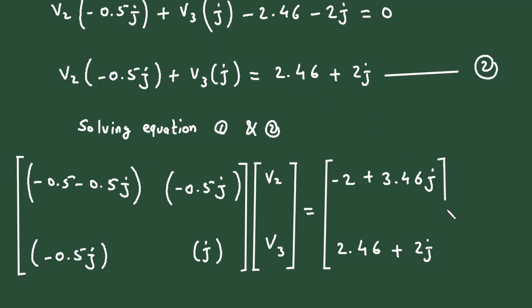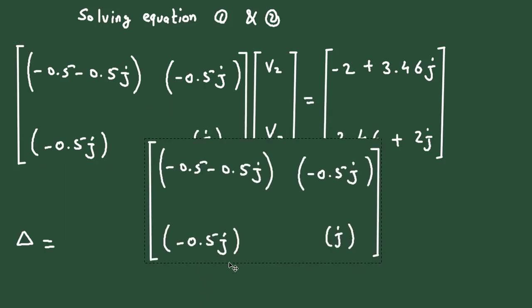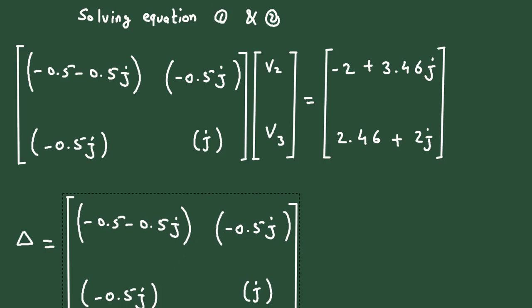So now if we solve this, then we get the value of, first we will find the value of delta, and then we will find the value of delta 1 and then delta 2. So after that we will find the value of V2 and V3. So let's find the value of delta. To find the value of delta we have to take the determinant of this matrix. So let's take this matrix from here, and now we have to take the determinant of this.